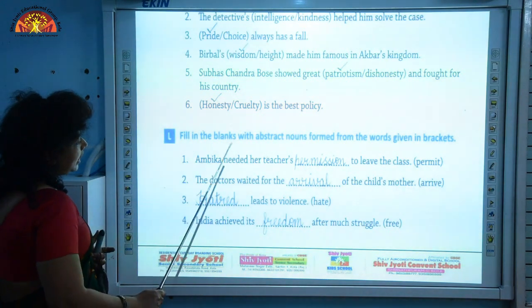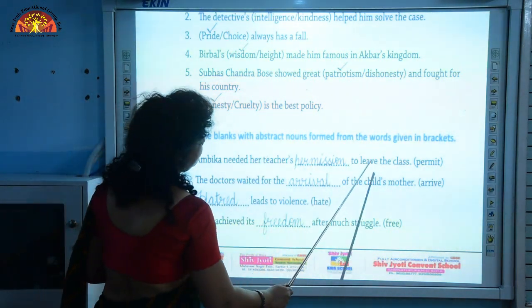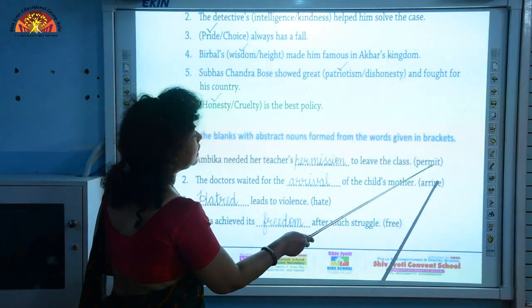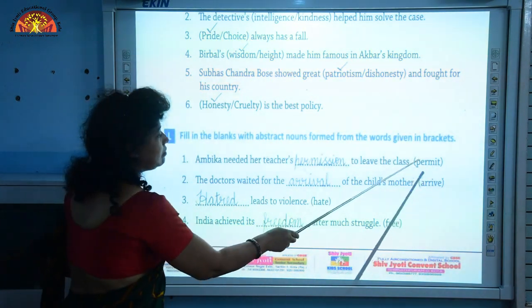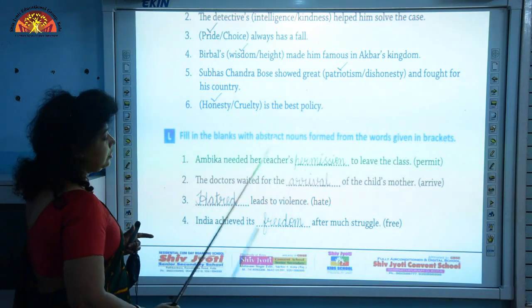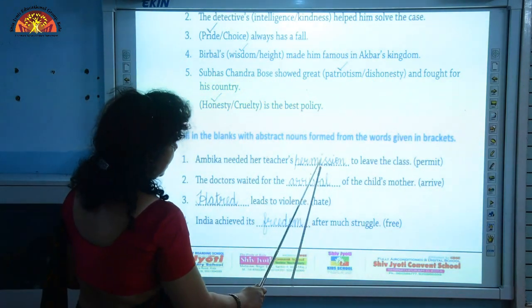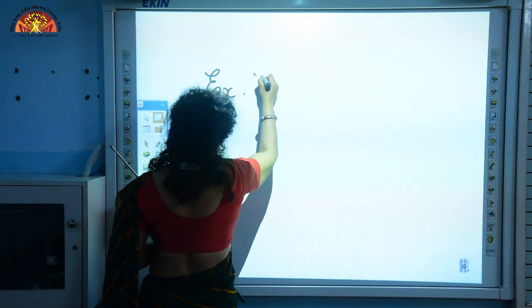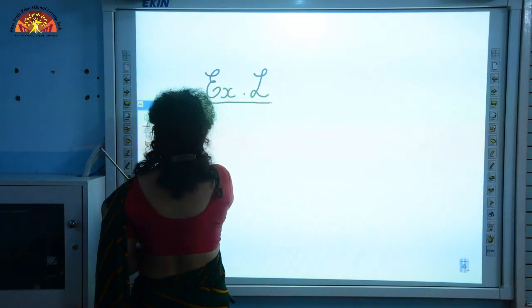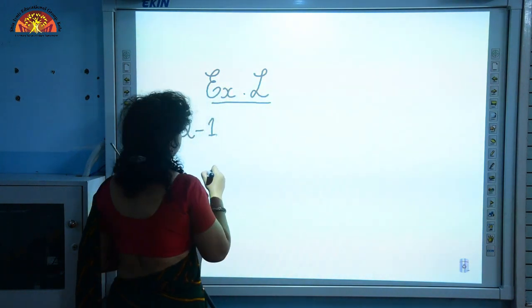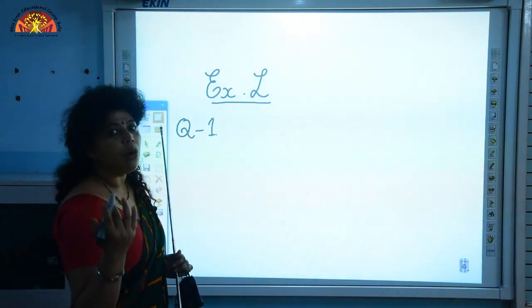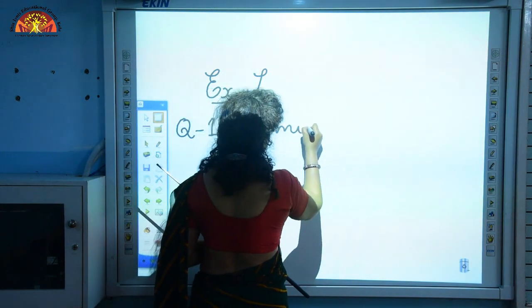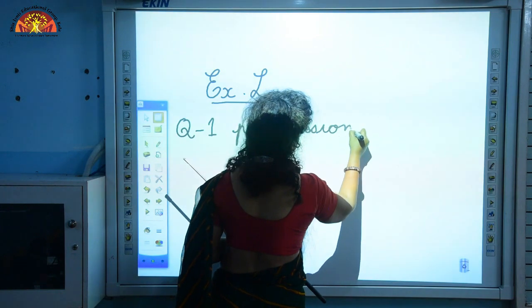Question 1. Ambika needed her teacher's dash to leave the class. So the verb is permit. Now we have to convert this verb into an abstract noun. Permit becomes permission. How will you spell it? P-E-R-M-I-S-S-I-O-N. We are forming an abstract noun from the verb permit, so the answer is permission.